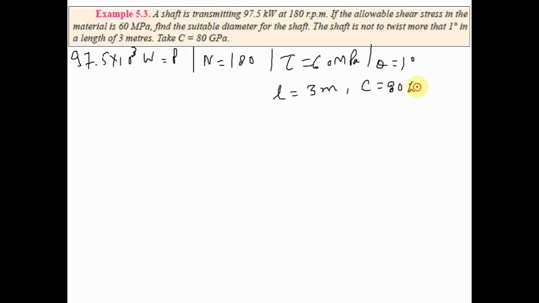So remember that I have told in the first slide that the angle of twist is taken in radians. So theta is given as 1 degree. So you have to convert it into radians. How will you do it? You will just take 1 degree multiplied by pi divided by 180. So it will be 0.0174 radians. So this you have to take note of.